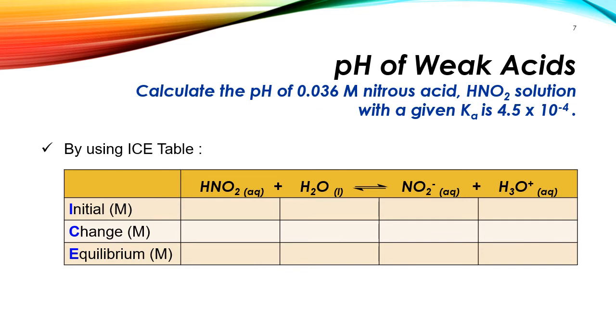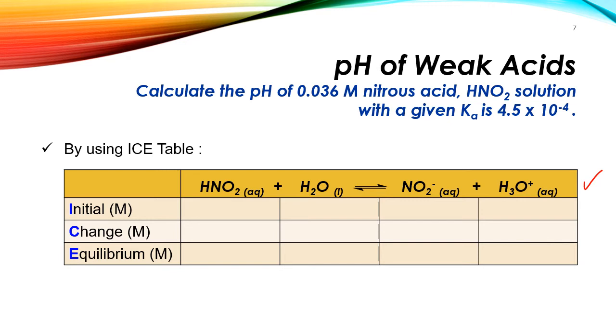Now, let's try one more example to calculate the pH of a weak acid. The question is: calculate the pH of 0.036 molar nitrous acid solution. We were given Ka of 4.5 exponent negative 4. So first, draw the ICE table and write the balanced chemical equation.